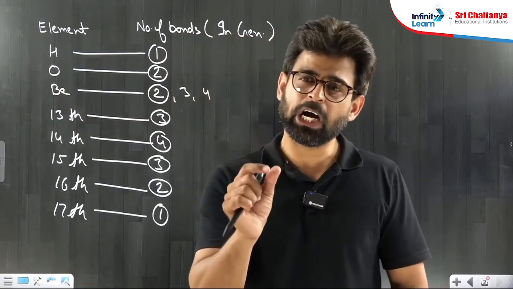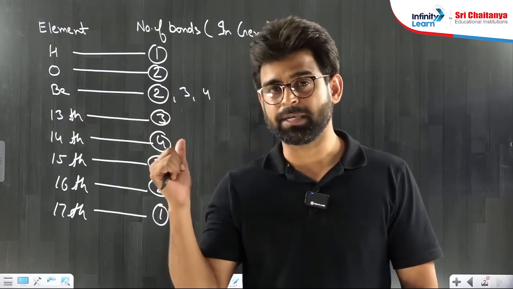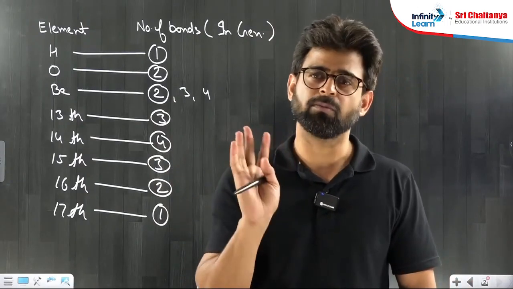How many maximum bonds can an element make? It depends on which period it belongs to. Like I gave already, if an element belongs to the second period, it can make a maximum of 4 bonds.